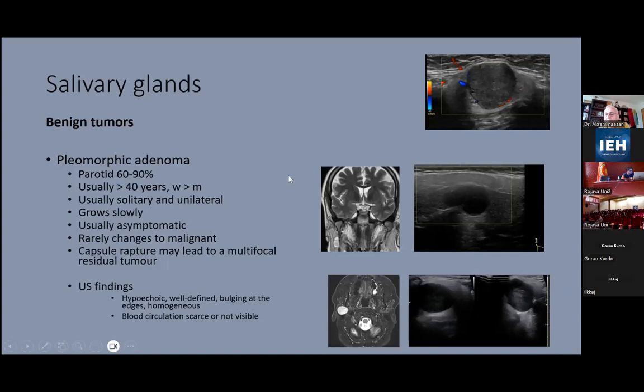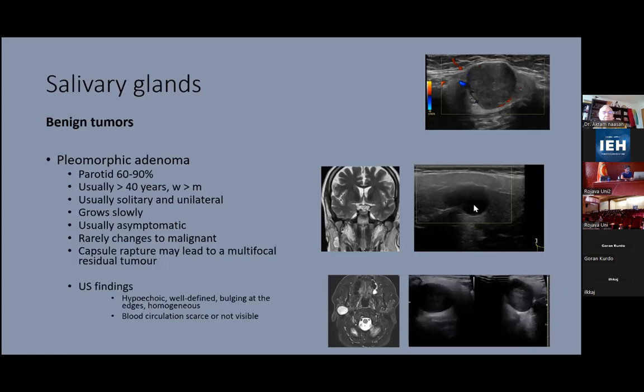In the ultrasound, this is the submandibular gland with a pleomorphic adenoma, but it's more rare. The more common is in the parotid. This is the parotid, and this is also parotid. You can see this is the superficial lobe, the deep lobe. In between them, you see a hypoechoic, well-defined region, bulging on the edge, a homogeneous hypoechoic region.